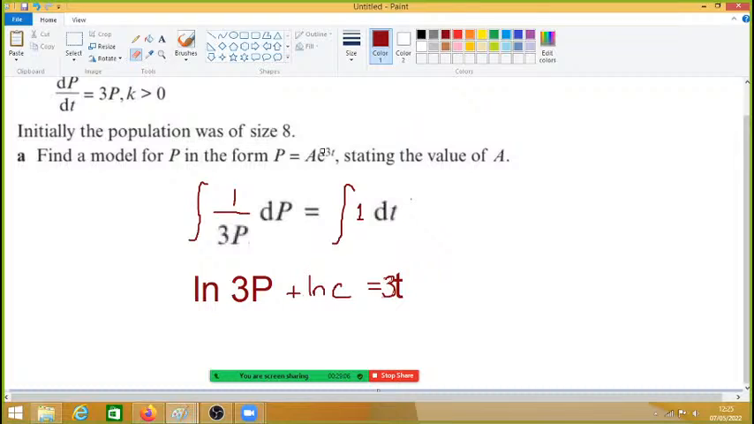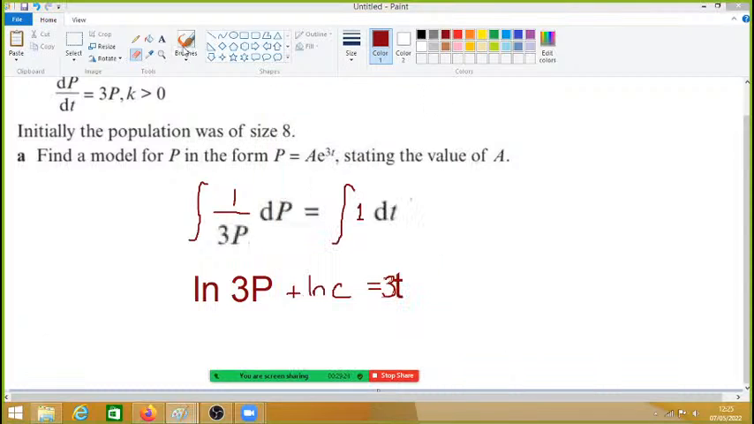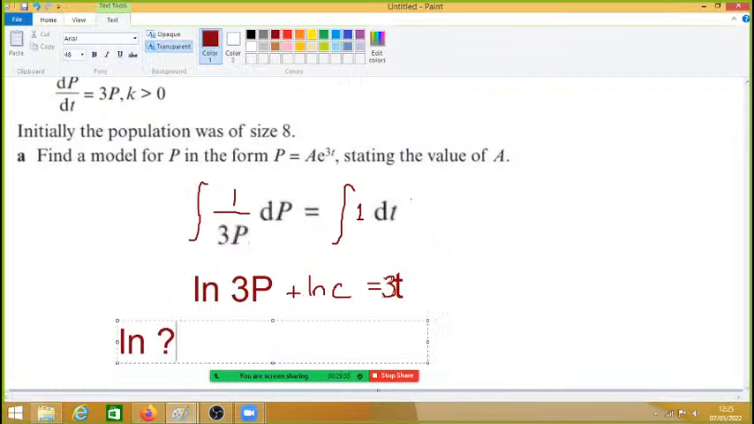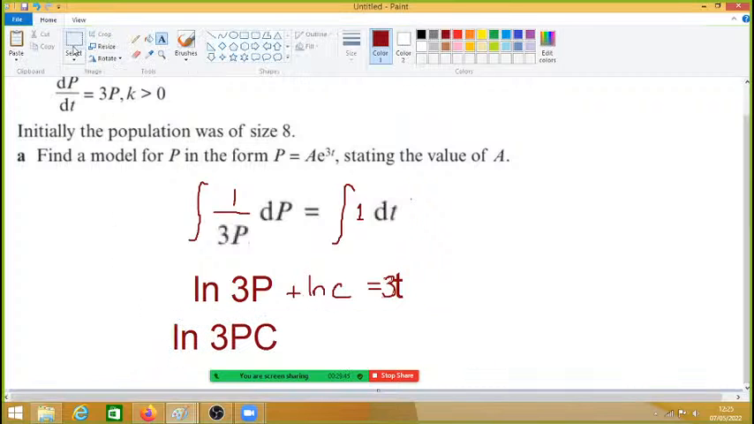Okay, good. And now, do you remember a little bit about the log laws and what you can do here? Okay, good. We can combine that into 1, so that would become the natural log of 3p times c, so 3pc. Here they probably called it a instead of c, but we can deal with that when we get there. So just combining that into 1.